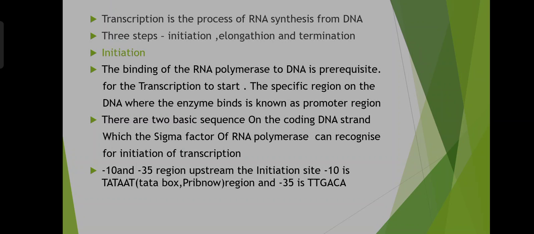The binding of the RNA polymerase to the DNA is a prerequisite for the transcription to start. The specific region on the DNA where the enzyme binds is known as the promoter region. The structure and function of the prokaryotic promoter is relatively simple. One important sequence in the prokaryotic promoter is located 10 bases before the transcription start site, and it is commonly called the TATA box. The -10 and -35 regions are upstream of the initiation site.